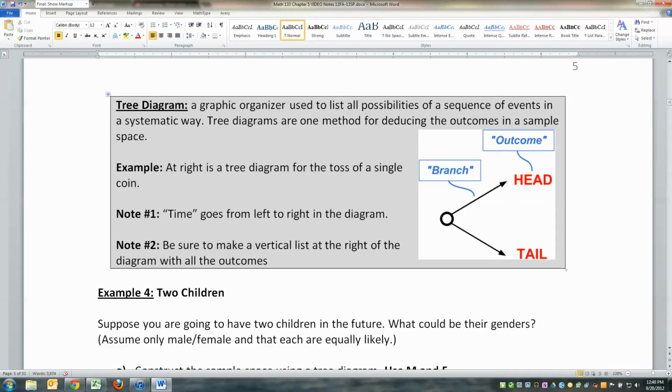So you start here at the beginning, and then time goes from left to right on the diagram. So here's the start, and then time passes this way to the right. And you have two outcomes. So you have a branch that goes this way, and outcome heads, and branch this way, outcome tails. Right? Two branches, two outcomes.